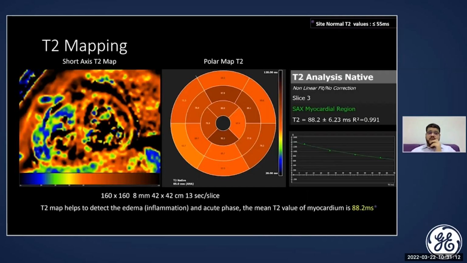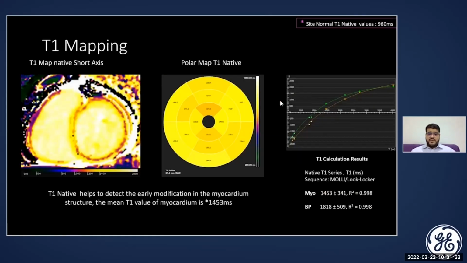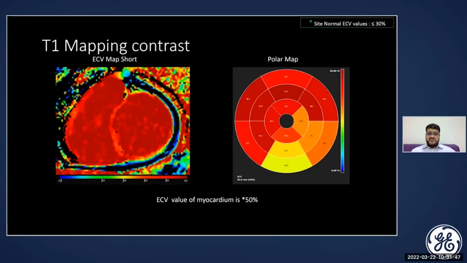It may help us have better image quality and better assessment of our patient. But when we did quantitative assessment of edema by T2 mapping, the patient has significant global edema, with a mean value of 88.2 milliseconds, and our reference value here is less than 55 milliseconds. The T1 mapping showed an increased native T1 value of around 1400, where our value is around 960 in our lab, as well as increased ECV of around 50%.